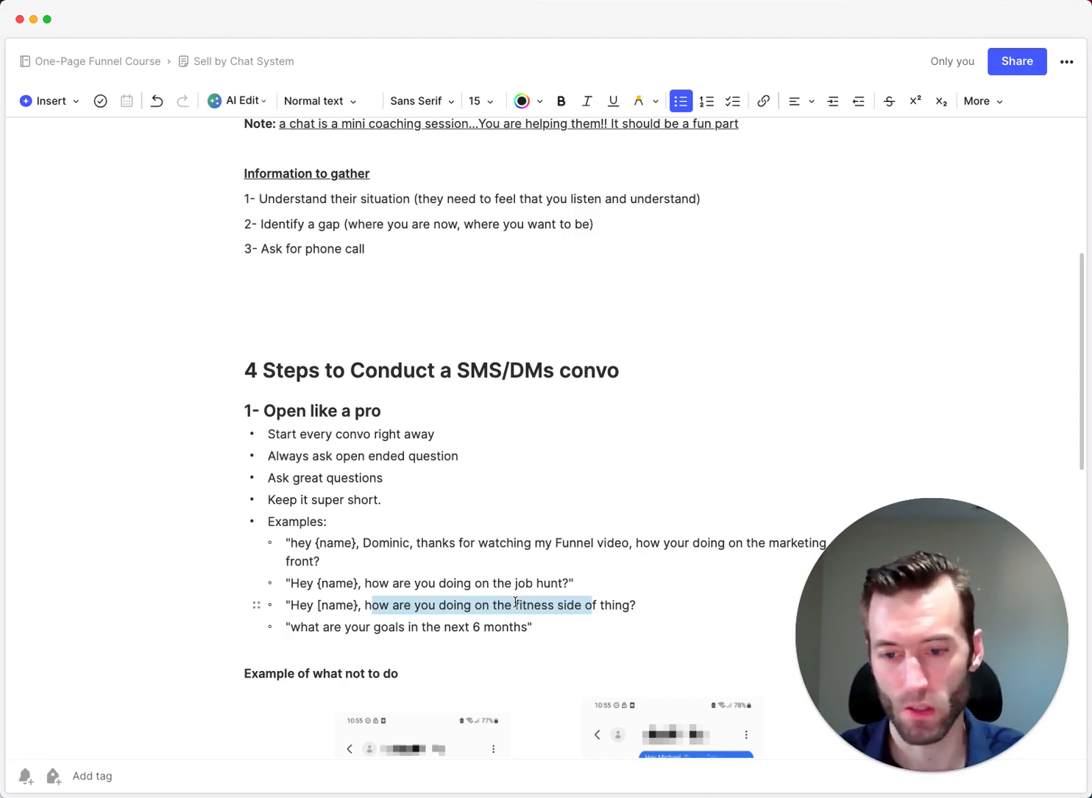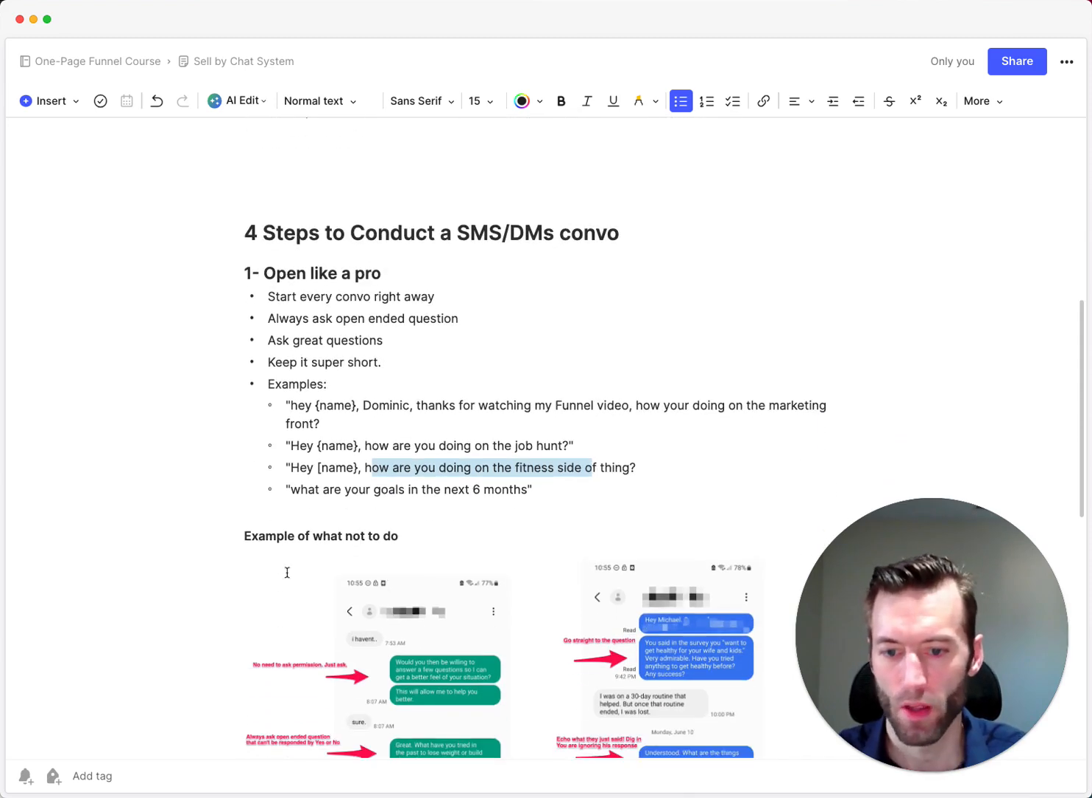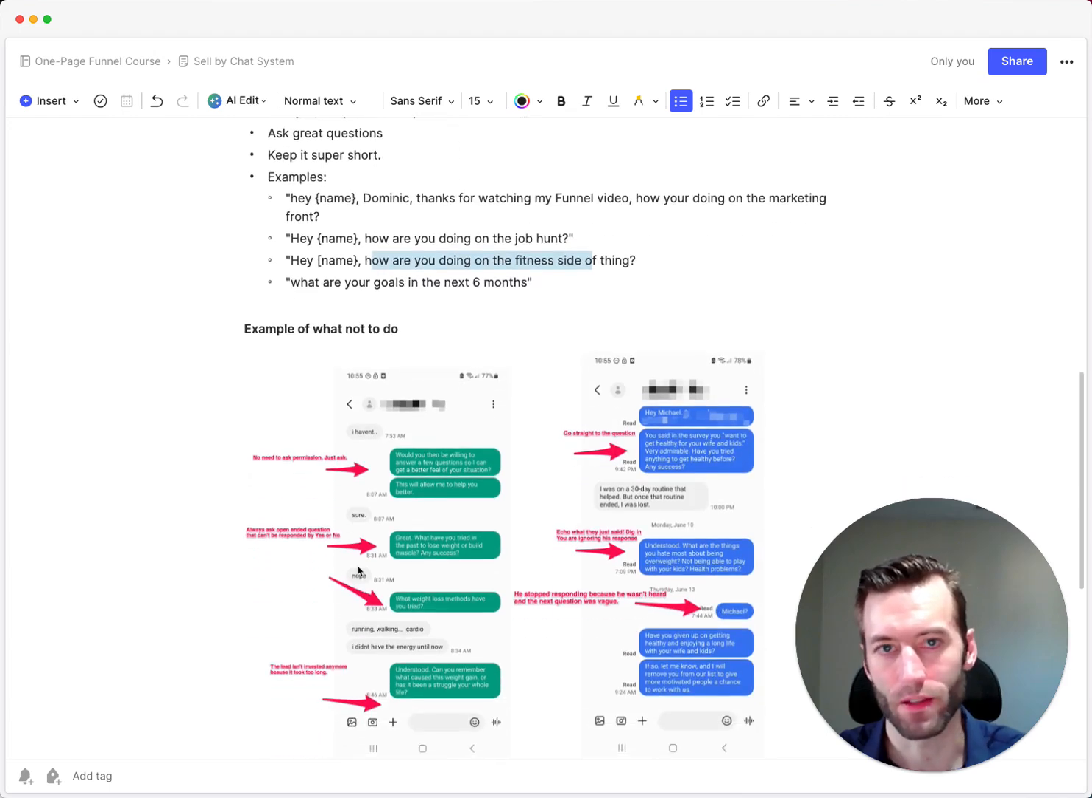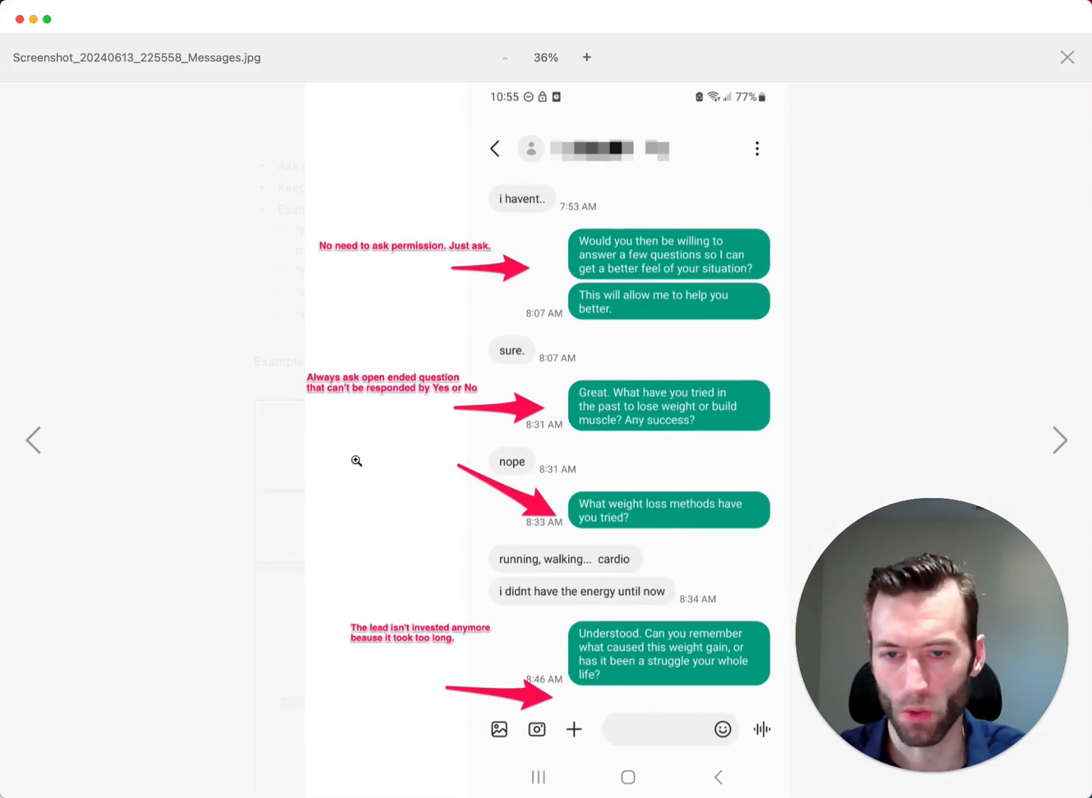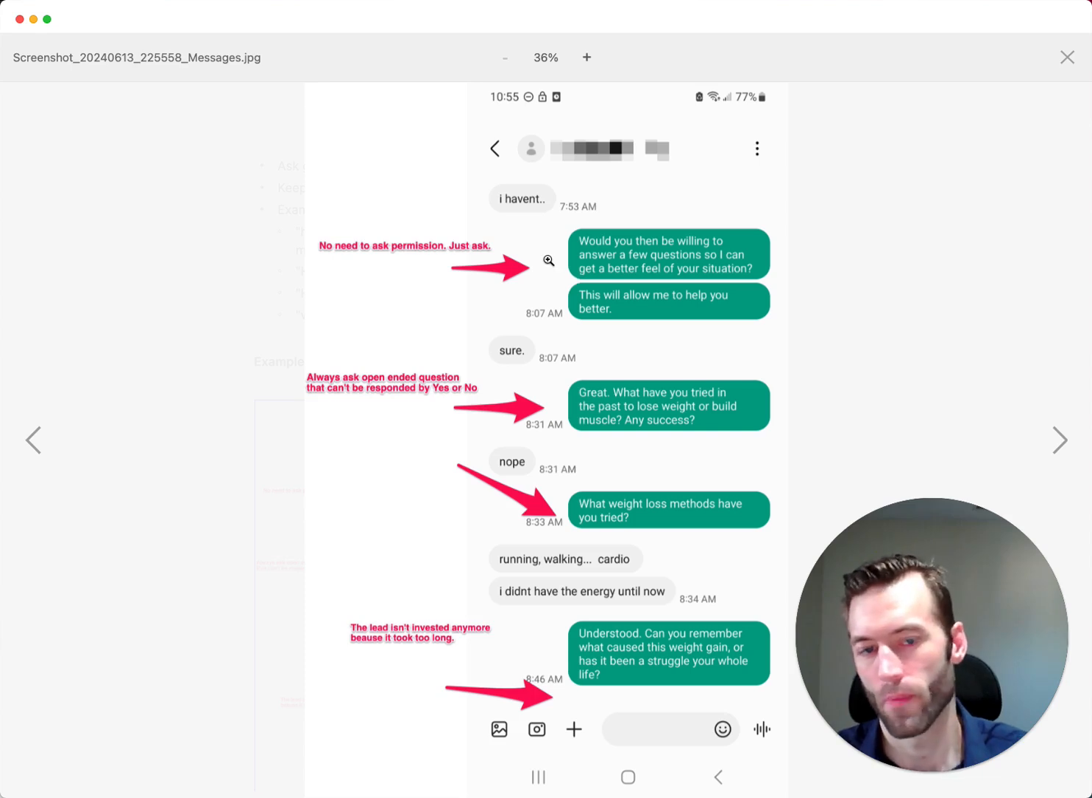So the better your questions are, the more responses you're going to get. It needs to be super short, and it also needs to be open-ended. So here are two examples I have here that you should not follow, right? The first one, he asked a first question here, and the second question was, "Would you be willing to answer a few questions so I can get a better feel of your situation? This will allow me to help you better."